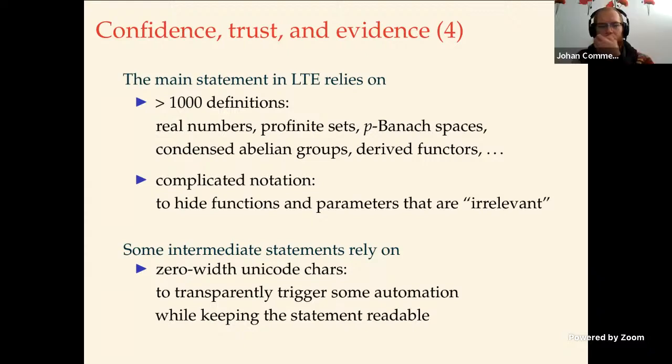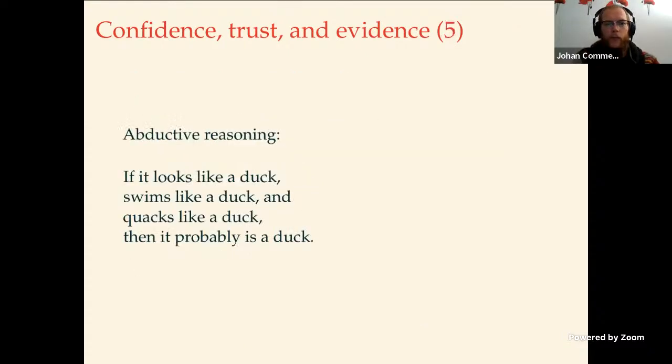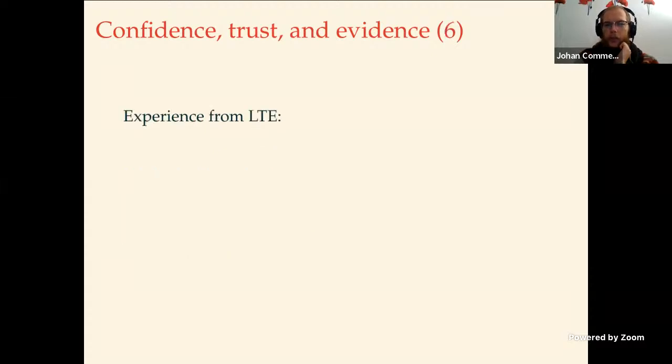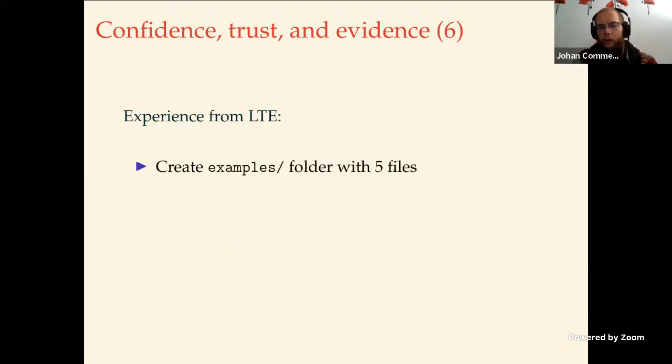Okay, good. So I think the best method we have for this, of course, you don't want to spend 1 year to convince yourselves that this Lean code is saying what you think it says. So our answer is to use abductive reasoning, also known as the duck test. If it looks like a duck and it swims like a duck and it quacks like a duck, then it probably is a duck. So what we did was we created the examples folder with 5 files.